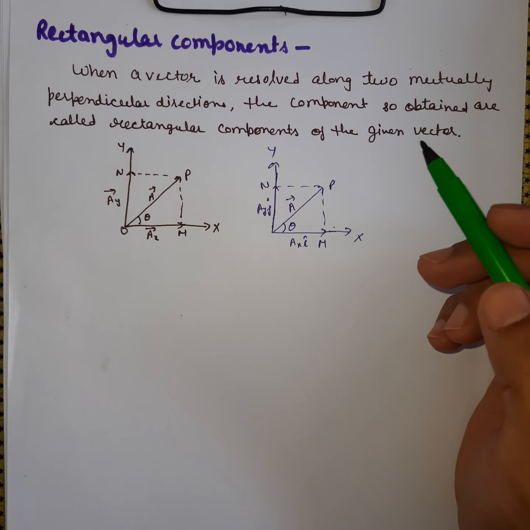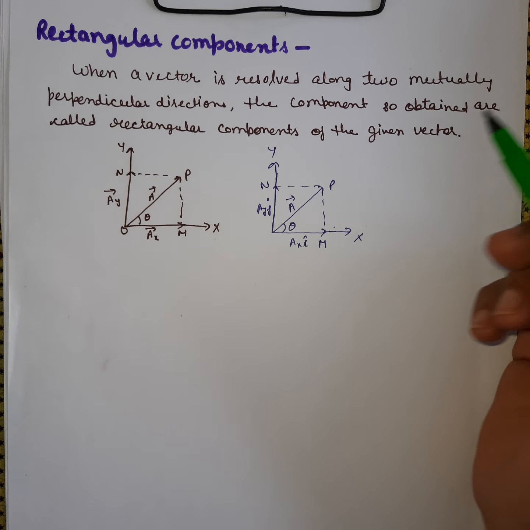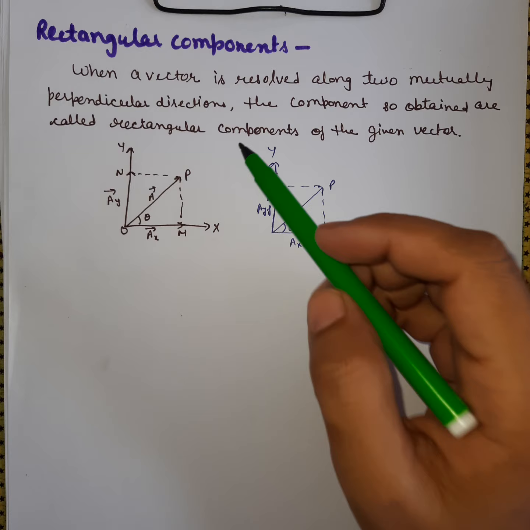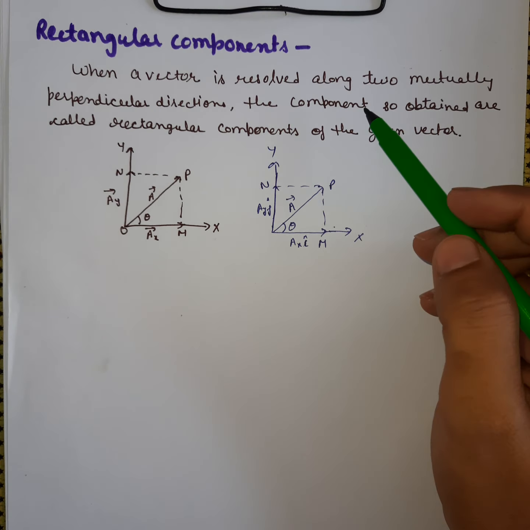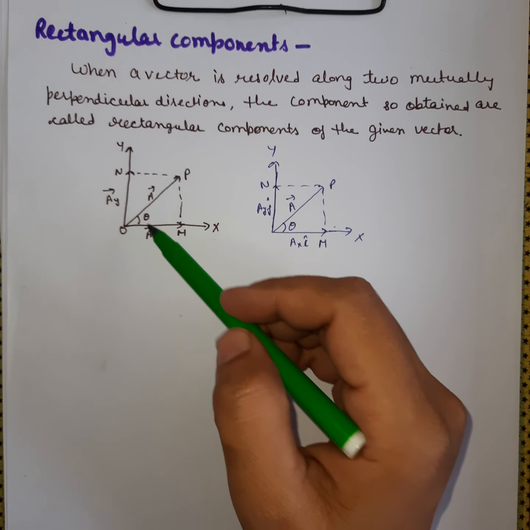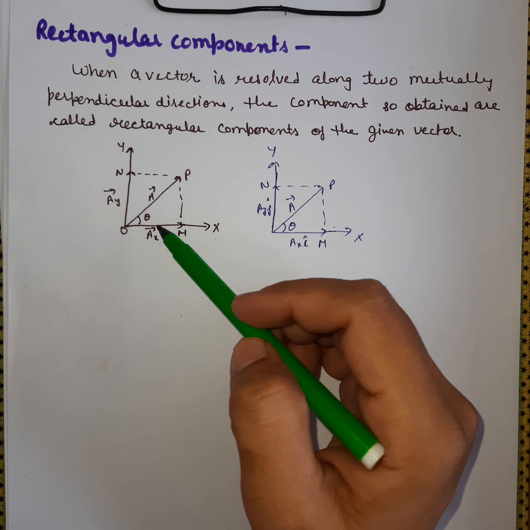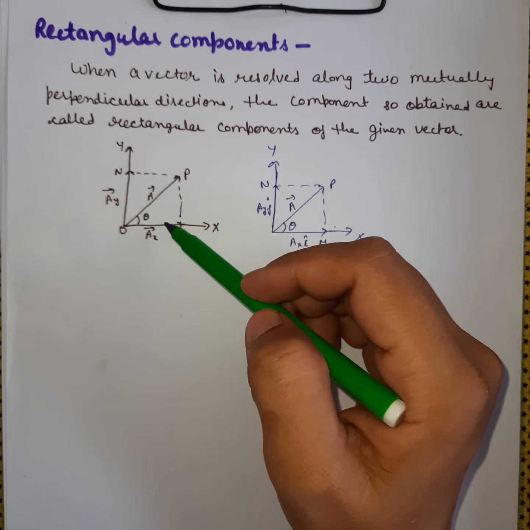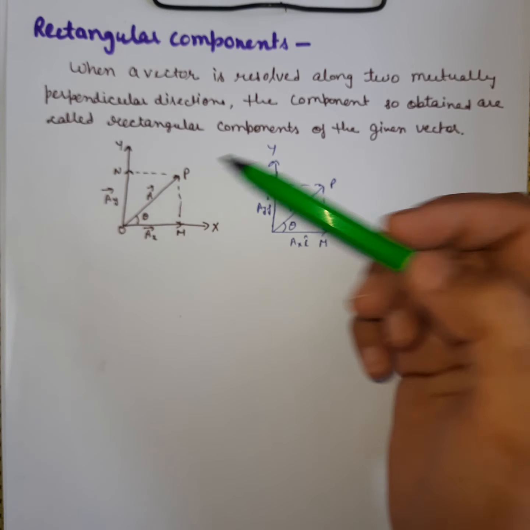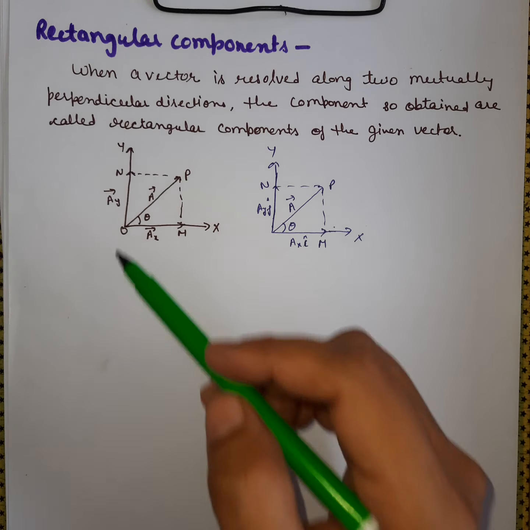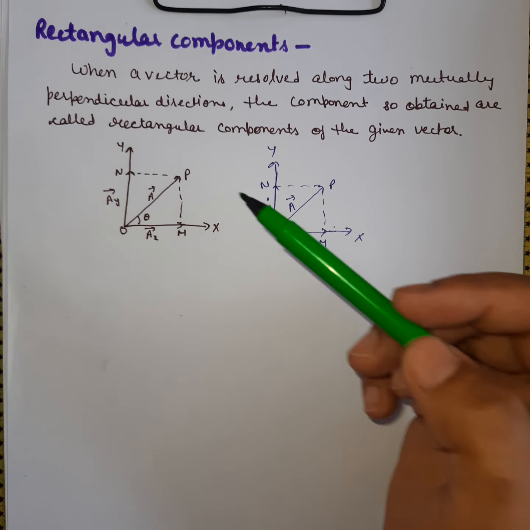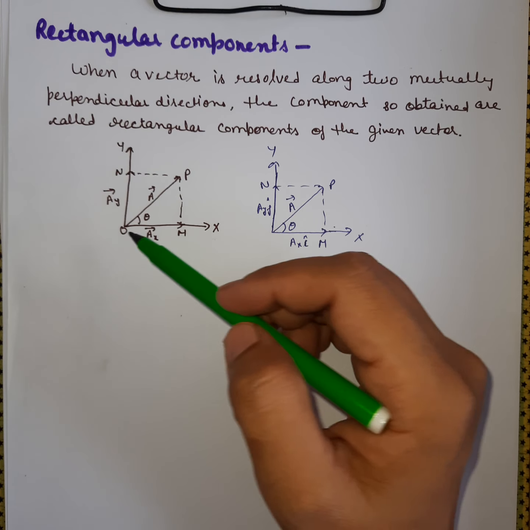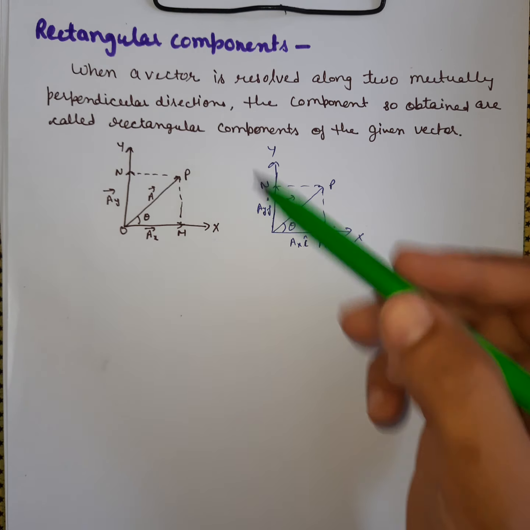Students, today we will talk about rectangular components of a vector. When a vector A is resolved along two mutually perpendicular directions, the components so obtained are called rectangular components of a given vector. These two are rectangular components of vector A.